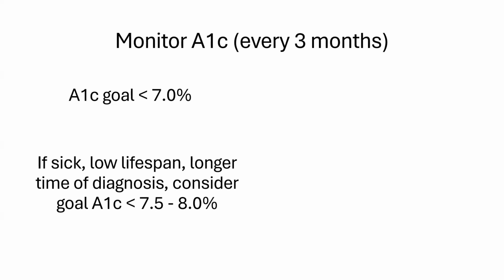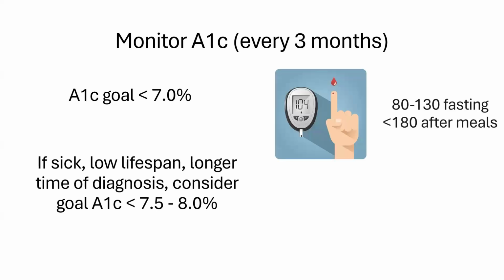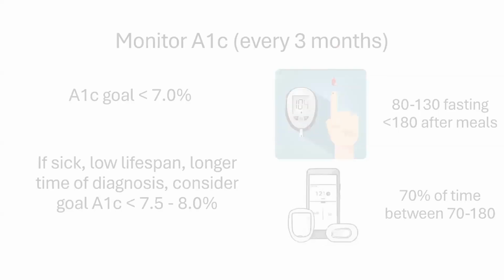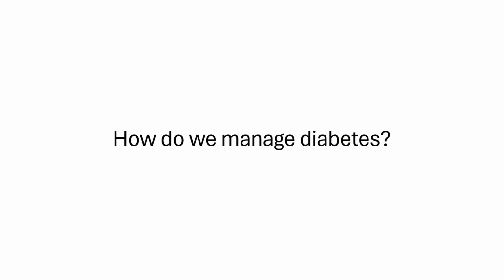Now, we have other ways to measure blood sugar. One way is to do finger sticks, in which case we can look at their finger sticks before they eat and hope for a goal of 80 to 130, or look 2 hours after they eat and look for a goal less than 180. Now, with the advent of new technology, we also have continuous glucose monitoring, where we can see what percent of the time patients are actually at goal. And the easy way to think about it is that they should be 70% of the time between 70 and 180. So how do we manage diabetes?